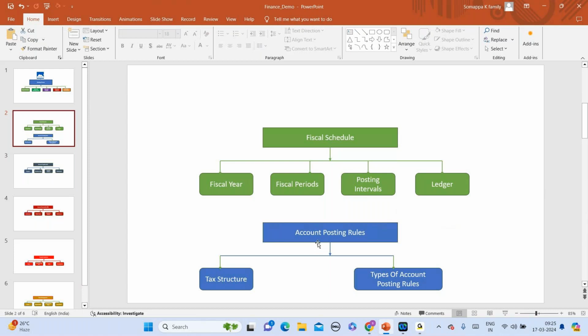There you'll understand what the fiscal periods are and how periods are created, how posting intervals work, what the account posting rules are, and what the standard rules are for the accounts. Like corporate standard rules and standard corporate rules. So these rules are delivered rules.